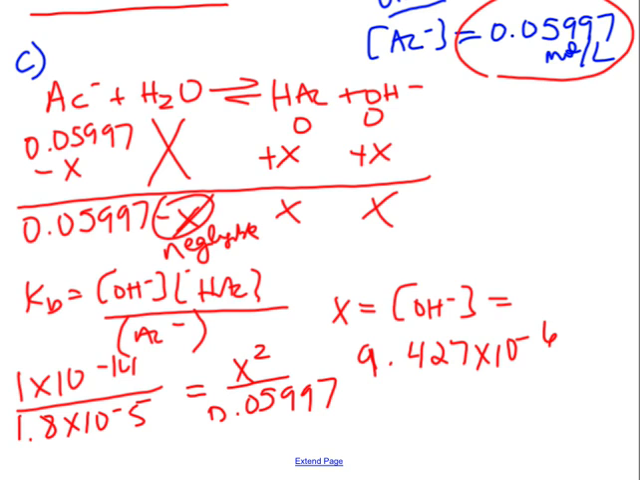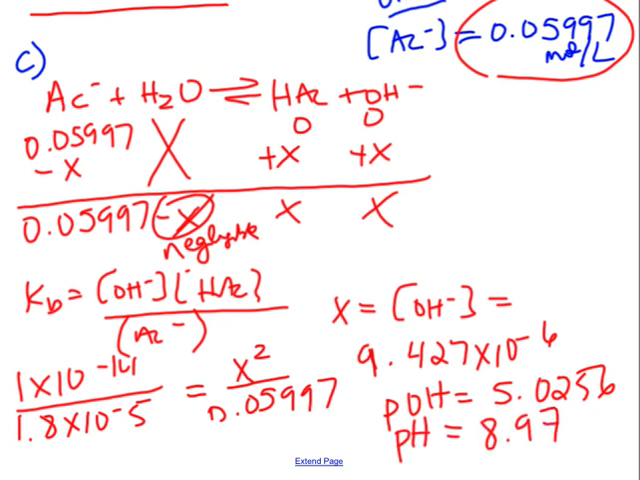And then I'm going to take the negative log of that to get a pOH of 5.0256. And then I'm going to subtract from 14, and I get a pH. I'll be reasonable with sig figs here and just say 8.97. Please check my math on that. Even if the math is wrong, the setup is right. So hopefully I didn't mess that up.